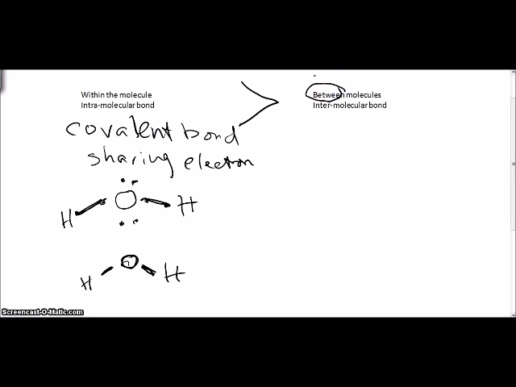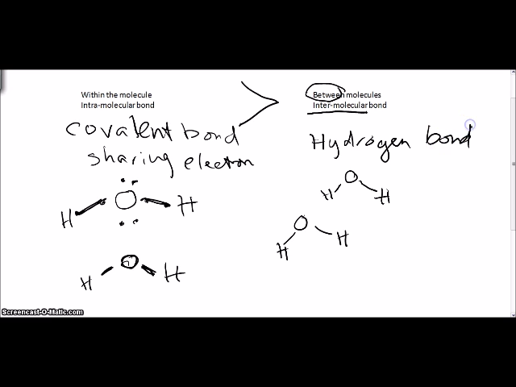Now, on the other hand, between molecules means that you have more than one molecule. So say you have one molecule of water over here and another molecule of water up here, and they have an intermolecular bond. In this case it is a hydrogen bond, that is this dash dash dash bond between oxygen and hydrogen.